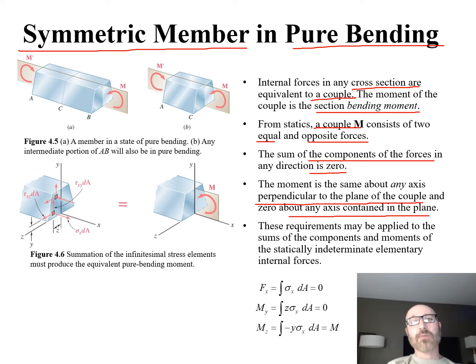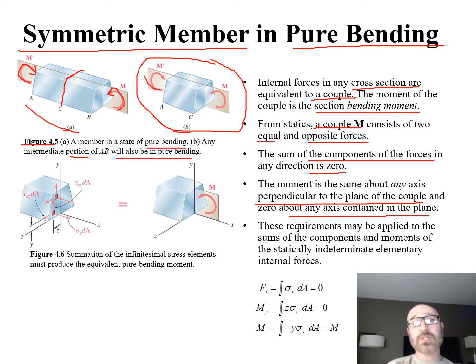So if we take a look at figure 4.5 up here in part A, we can see we have a member in a state of pure bending right there. So we see our 2 moments right there acting at A and again at B right there. So again, this is a member in the state of pure bending. Now over here in B, you can see we've sectioned it right here. We're taking a look at it as C right here. We see that any intermediate portion of this whole AB member right here will also be in pure bending. We see there's our moment M prime and our moment M right there. So that's in pure bending as well.